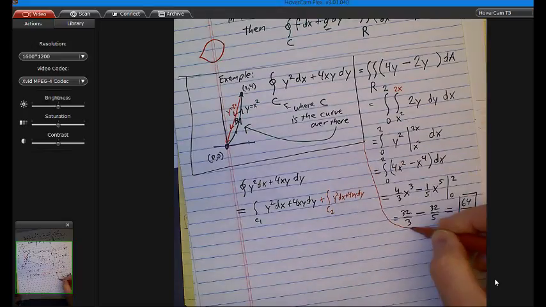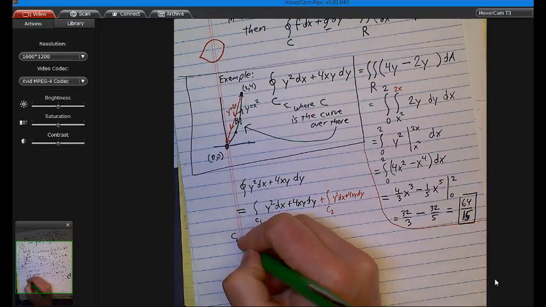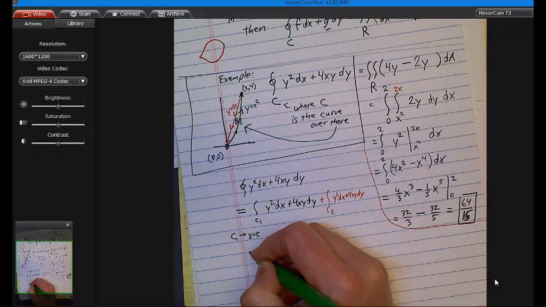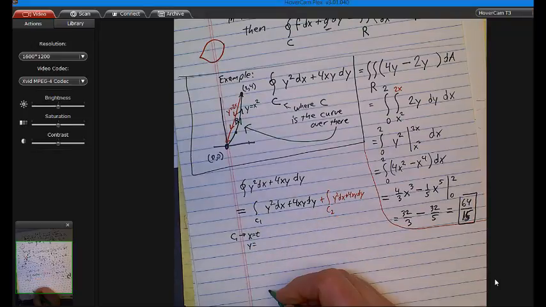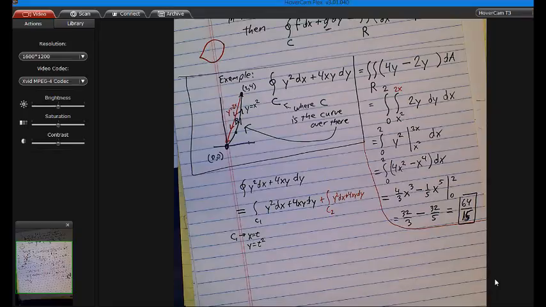Okay, so how much of this should I do? Well, let's do some of it. To do curve number 1, we need to parameterize curve number 1. Can we do that conveniently? Sure. Let's let x equal t, then y equals t squared, because y is x squared.